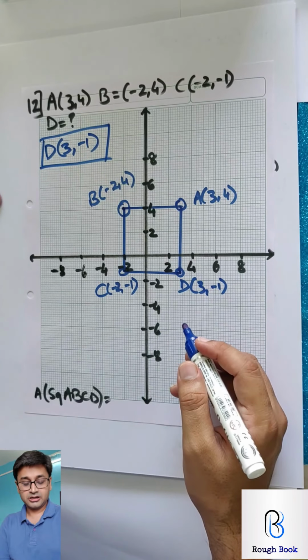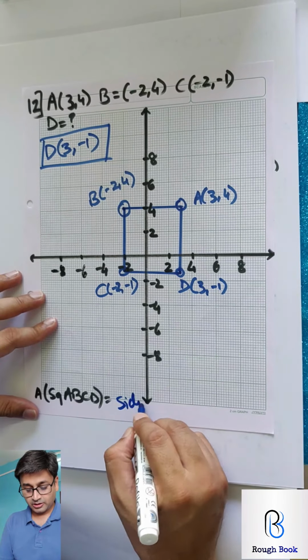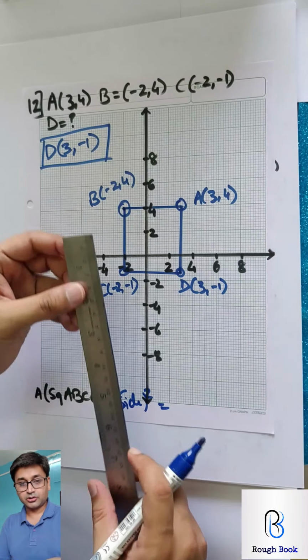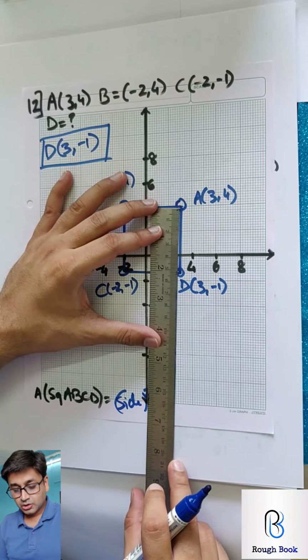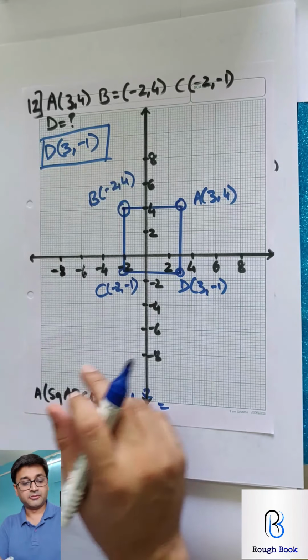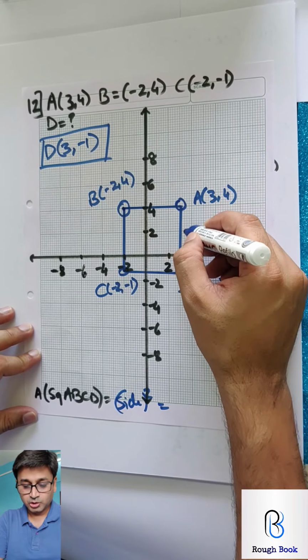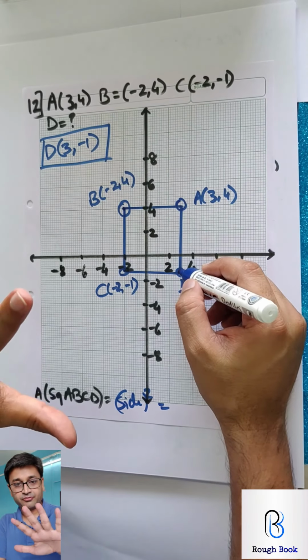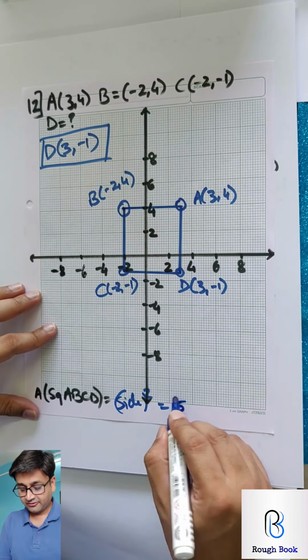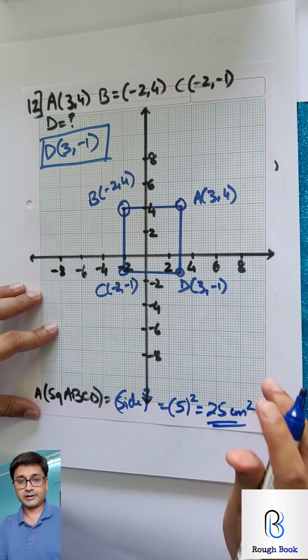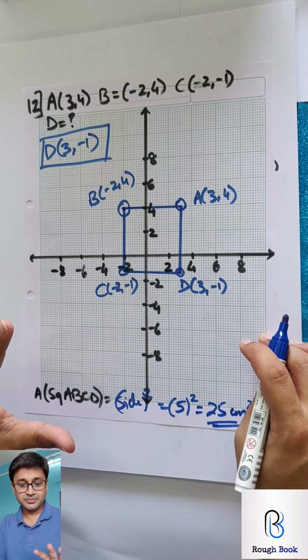So we managed to get the coordinates of D. How about the area? The area of the square is side squared. How will I get one side? If you do not understand how to get it, use your scale. Very simple. With the scale I can see it as 5 centimeters. If your observation is good, count 1, 2. So these are 2 and 2, 4 and 1, 5 centimeters. So 5 squared, 25 centimeter square. Got it? Was it very simple?